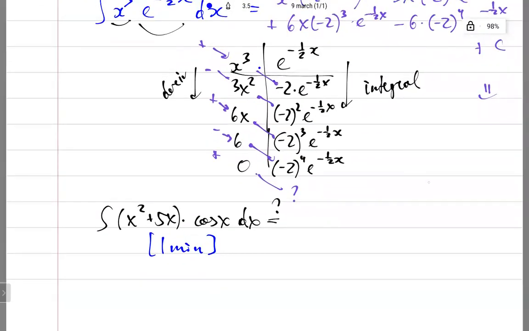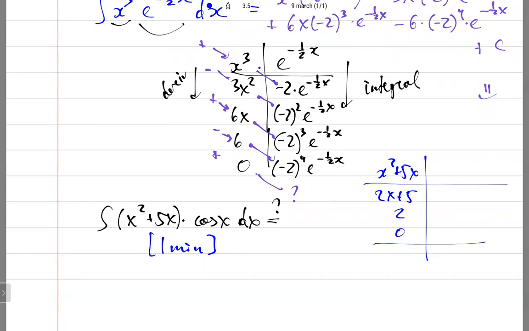Let's start with the table. So we have a table: x squared plus 5x. Below we have what? 2x plus 5, yeah, we have 2x plus 5, and then we have 2, and then we have 0. In the right column of the table, we have what?